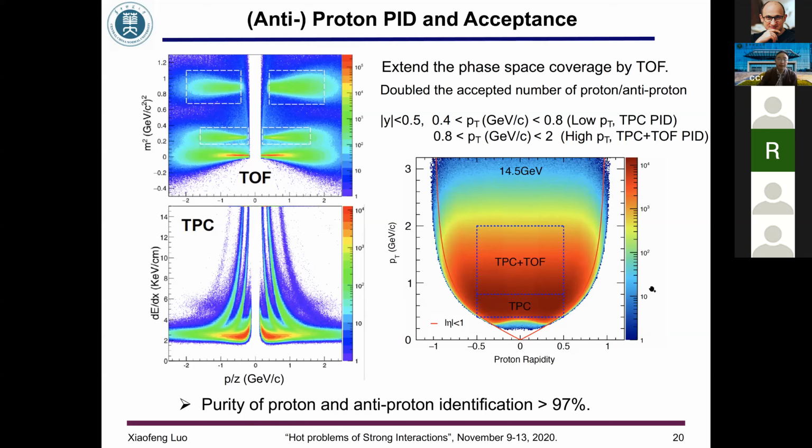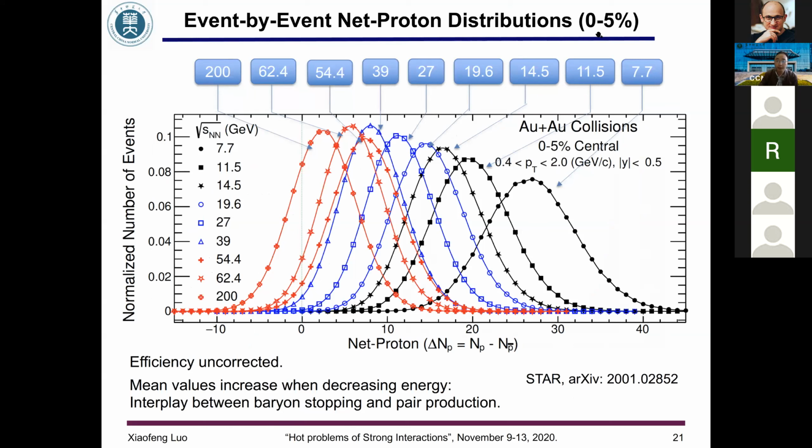This shows you the event by event net proton distribution for the Au+Au collisions, 0 to 5% most central collisions. For different collision energies, you can see from high energies to low energies how the net proton distribution evolves. Basically, you can see the mean value increases as we decrease the collision energy. This is mainly because at low energy we have larger baryon stopping, which means we have larger baryon density. That's why the proton number is larger than the antiproton number, and the mean value is larger.